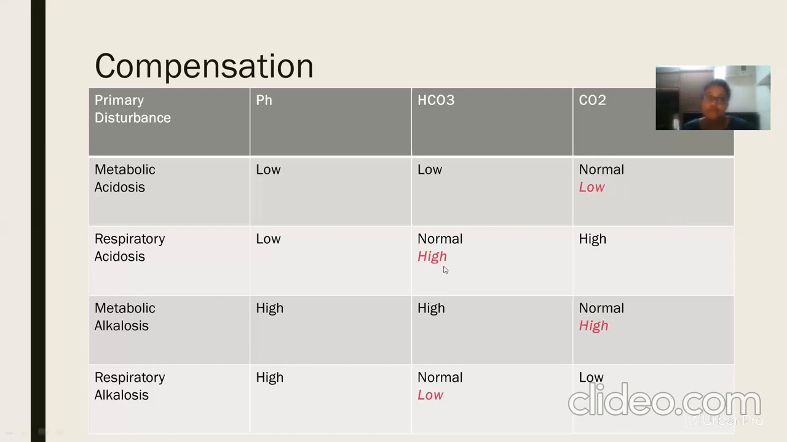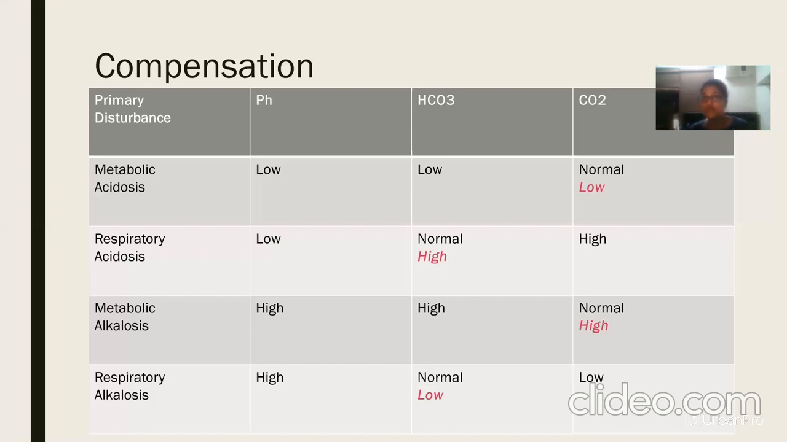This is very clear from the first two examples: in primary disturbances, your bicarb and your carbon dioxide move in opposite directions. You have the bicarb going low and carbon dioxide normal. Similarly, your carbon dioxide goes high and your bicarb is normal. So in primary disturbances, you're going to see either one moving and one staying stable, or shifts in opposite directions.